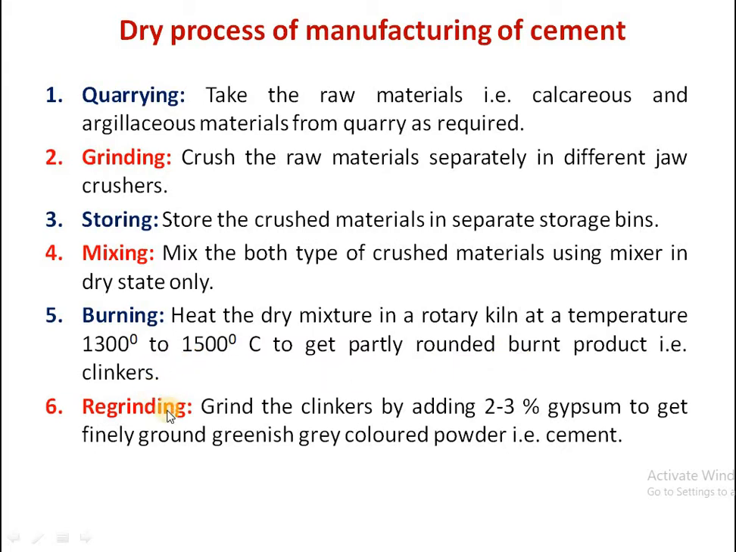So these clinkers should be reground in the last step. We should regrind the clinkers by adding 2 to 3% gypsum, that is calcium sulfate, to get a finely ground greenish grey colored powder, which is nothing but cement. So in the final step, we should add 2 to 3% gypsum purposefully for improving the overall engineering performance of the cement. And when we add gypsum and regrind the clinkers, that mixture gives the cement its greenish grey color. So this is the basic flow diagram, the basic process for the dry manufacturing of cement.